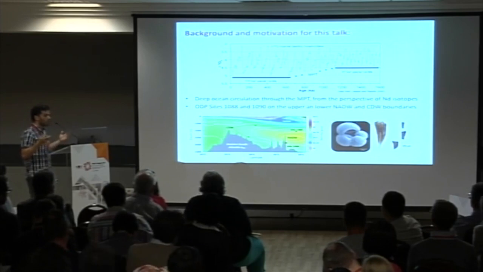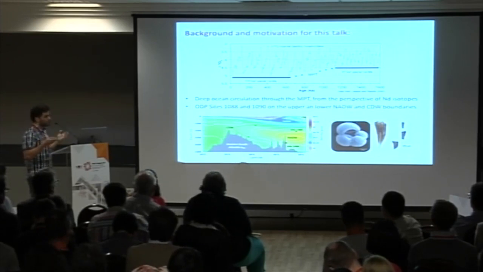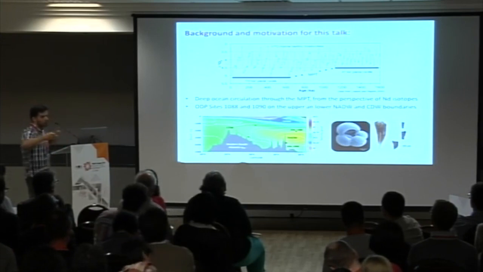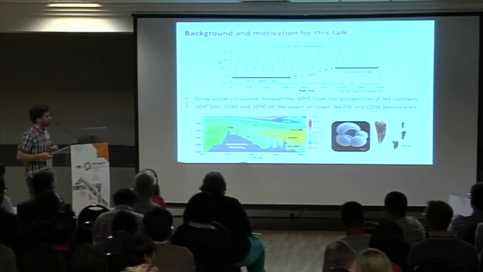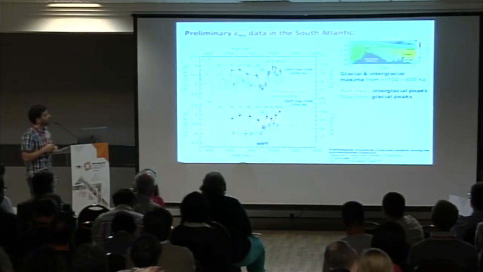So if we see actual changes in the deep ocean circulation during this time, therefore neodymium isotope should be able to tell us whether this water mass was moving up, down, retreating, or actually becoming stronger. So we did that. Let me walk you through this plot, which might be familiar to some of you.